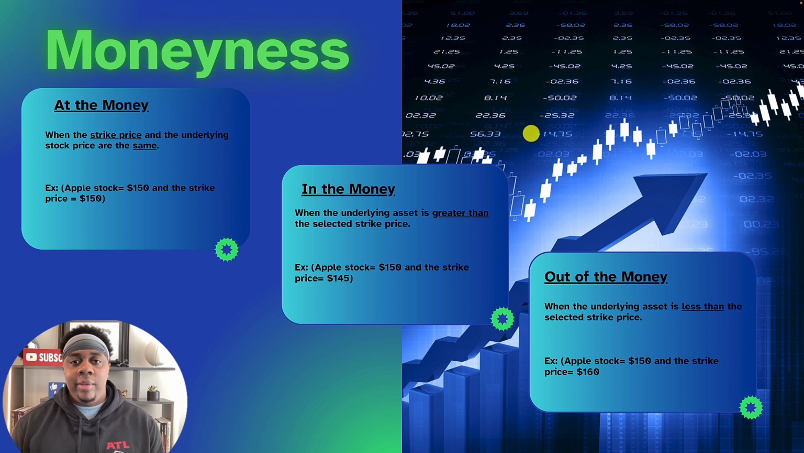Moving on, we have in the money. This is when the underlying asset price is greater than the selected strike price. In the example, let's say Apple stock is $150 and the strike that you select is $145. And then we have out of the money. This is when the underlying asset price is less than the selected strike price. Say Apple stock is trading at $150 and the strike price that you pick is $160.